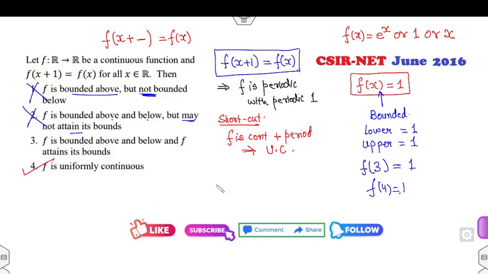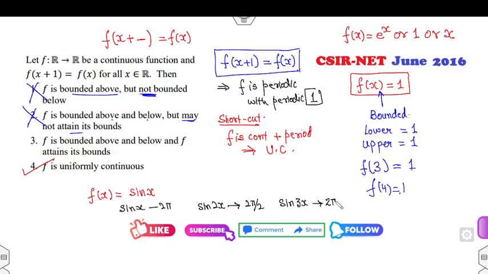Now can you think of any periodic function? Always think about sin x. What is the period of sin x? Sin x has period 2 pi. What is the period of sine 2x? Because I need period 1. How can you make it? The period of sine 2x is 2 pi over 2. The period of sine 3x is 2 pi over 3. So can you think of a function whose period is 1? In terms of sine, it will be sine of 2 pi x.